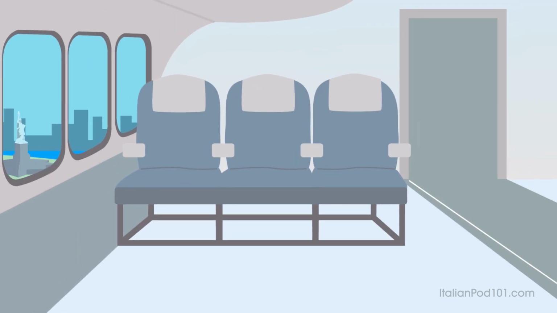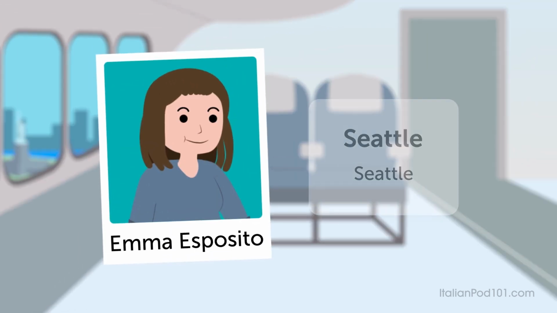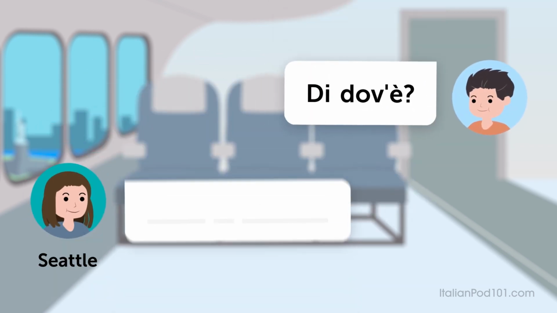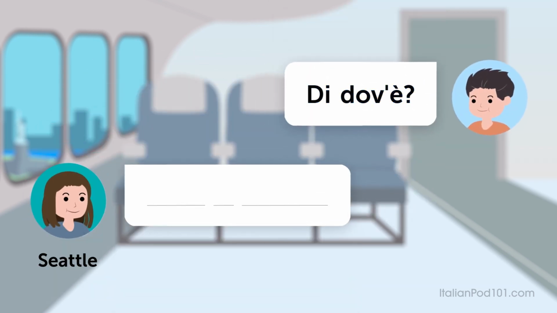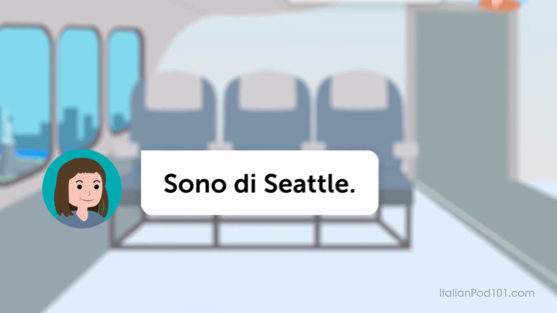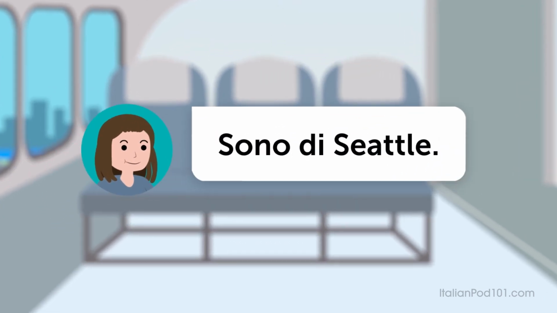Let's try another. Imagine you're Emma Esposito from Seattle. Ready? Di dov'è? Sono di Seattle. Listen again and repeat. Sono di Seattle.